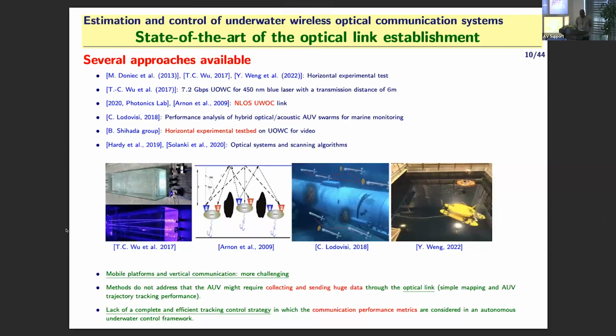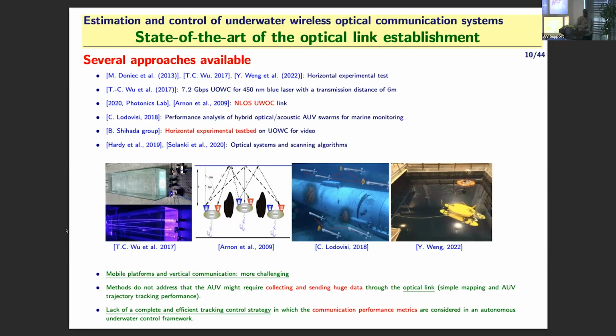There are several approaches available to mitigate this problem, and I just cite some of them. Mainly, some people mitigate this problem by dealing with horizontal experimental tests. They do the alignment, but it's horizontal, not in a vertical way. There is also some work done in no line of sight optical wireless communication. They don't use the point-to-point line of sight, but refer to no line of sight. And some others work on the performance analysis only, rather than doing the tracking and the beam positioning.